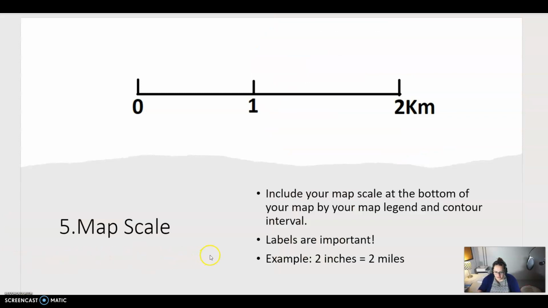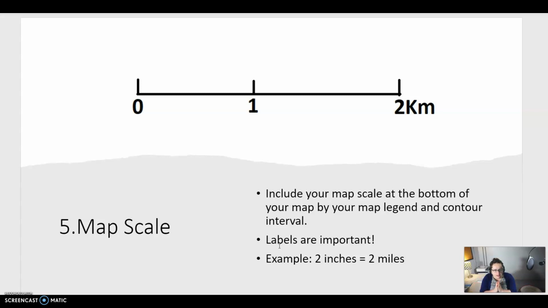Your map scale. So include your map scale at the bottom of your map by your map legend and contour interval. Labels are important. So if you're using miles, kilometers, what are you using? You got to tell me. For instance, and we talked about this yesterday in class, you could have 2 inches equals 2 miles, but you have to have those labels, inches and miles, otherwise I don't know what it means.